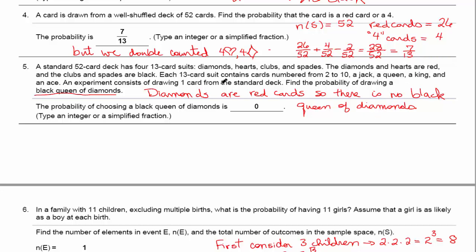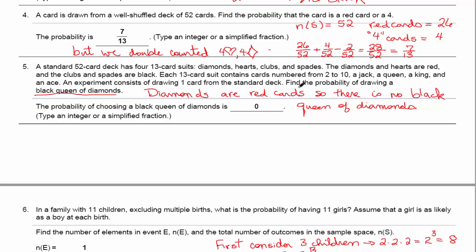In question 5, we have our standard 52 card deck. They're talking about the 4 card suits. Okay, so there's these 4 13 card suits: diamonds, hearts, clubs, and spades. Diamonds and hearts are red, clubs and spades black. Okay, and they're telling us a lot about all the cards. They should have included that at the very first of the problem set.